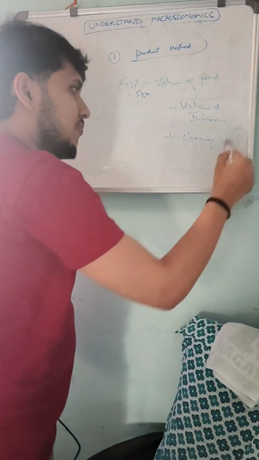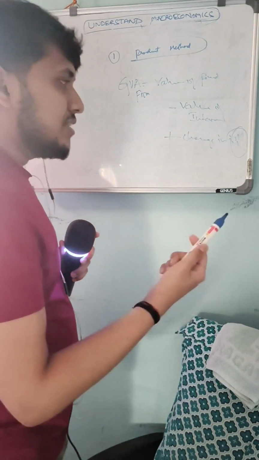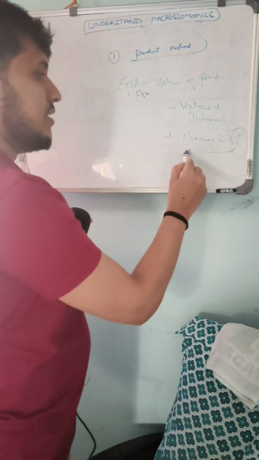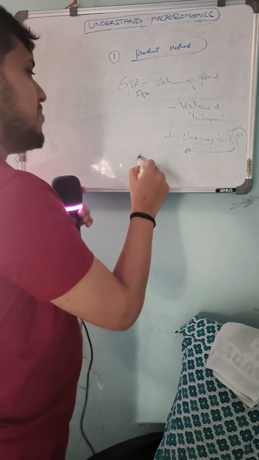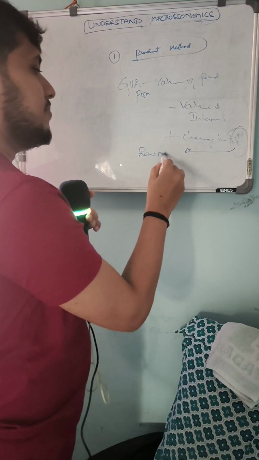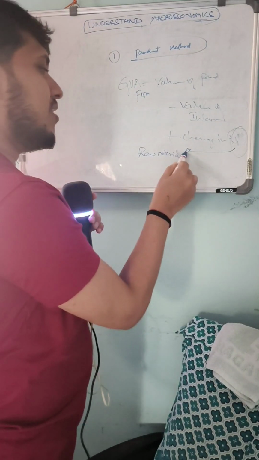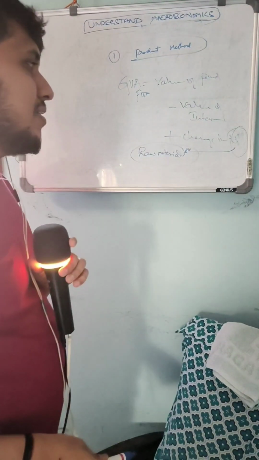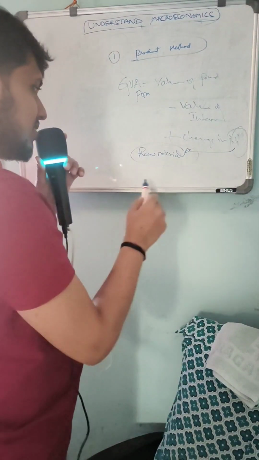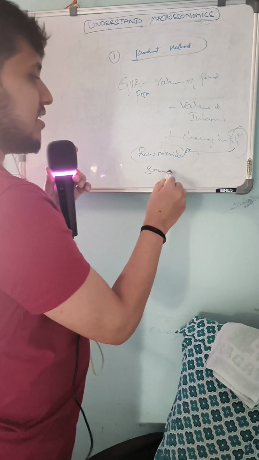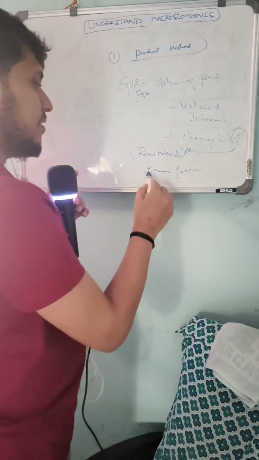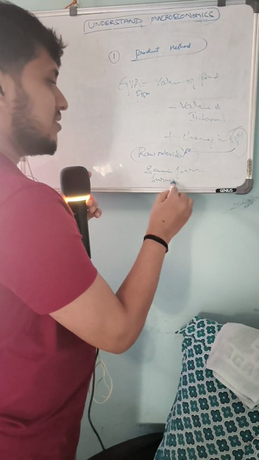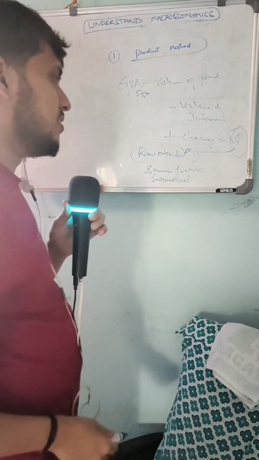Now let me come to the inventory. What is inventory? Inventory may be raw material that is not yet used to produce goods, or semi-finished goods, or finished goods that are not yet sold.